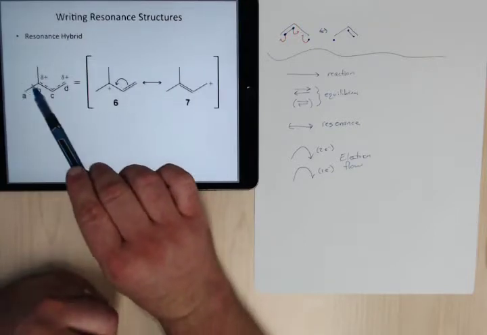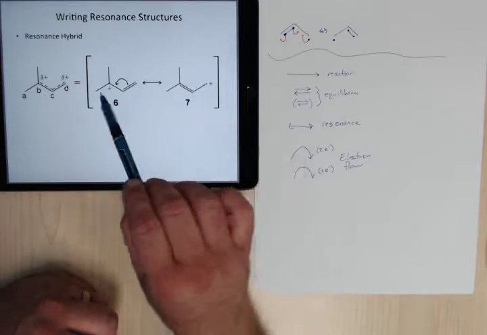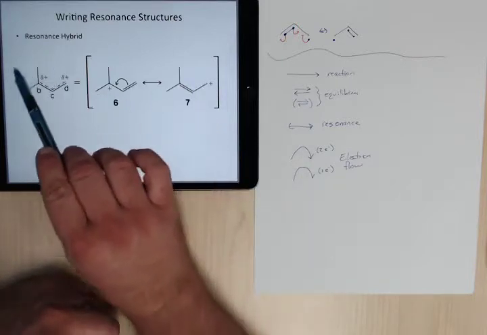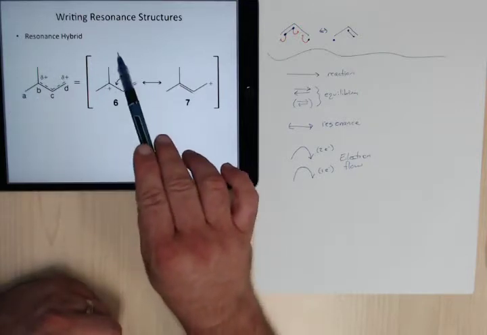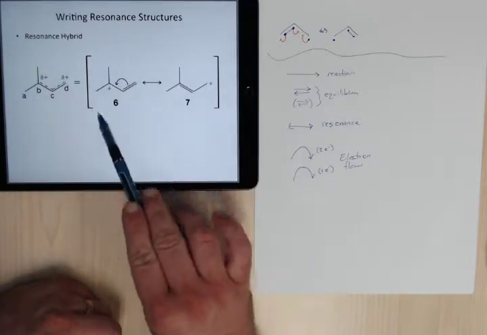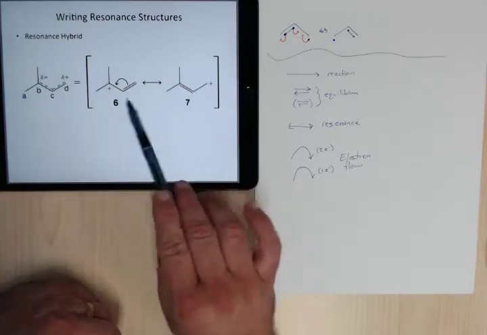So resonance hybrids, right? It's going to be a combination of these two, right? But in reality, this is what it really is in the real world. But it's easier to think about these. Okay, these are sort of a construct because this is easier for us to imagine.